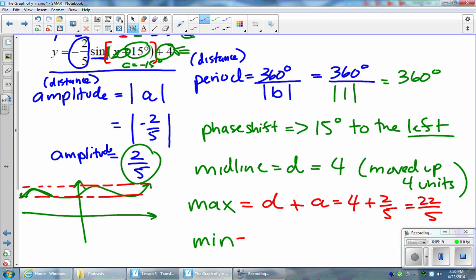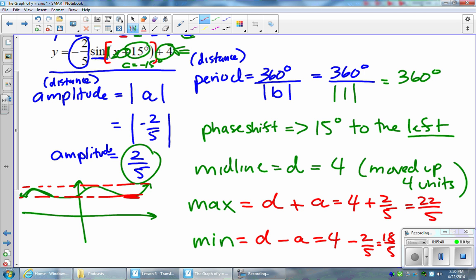My minimum value is done very similarly, but this time I have to take my d value and subtract my amplitude. That will give you this low point down here. So my d value is 4, and I'm subtracting my amplitude, 2 over 5. And if I had done this correctly here, I get 18 over 5 as an answer.